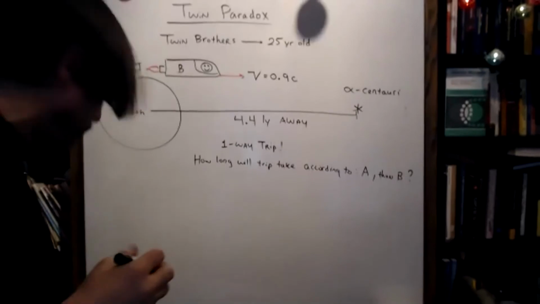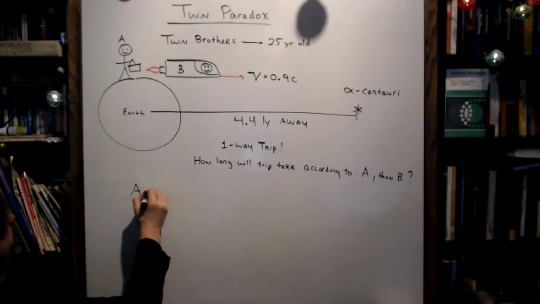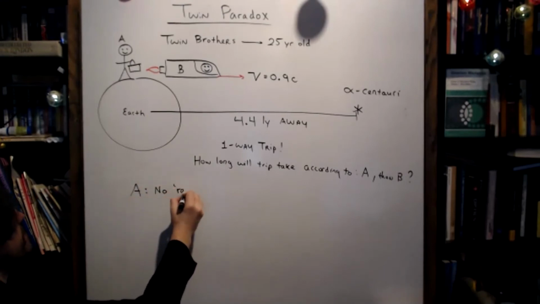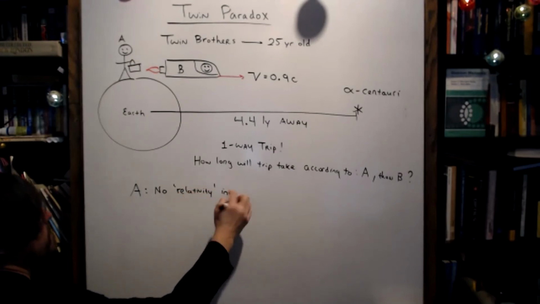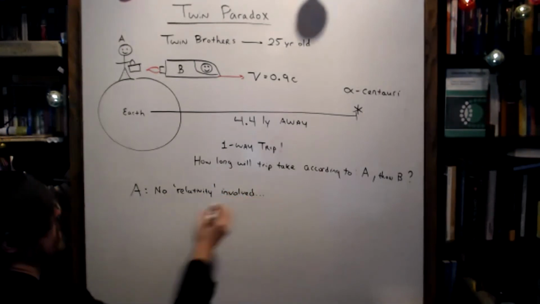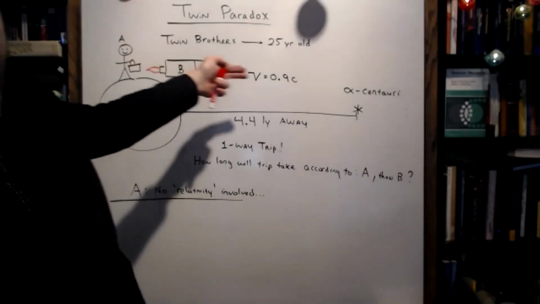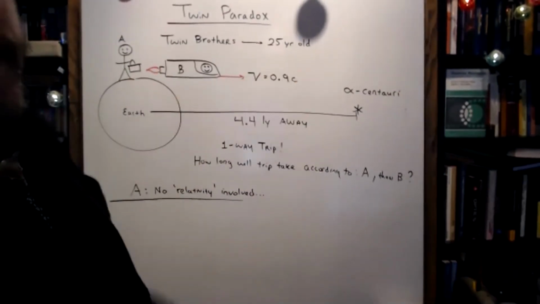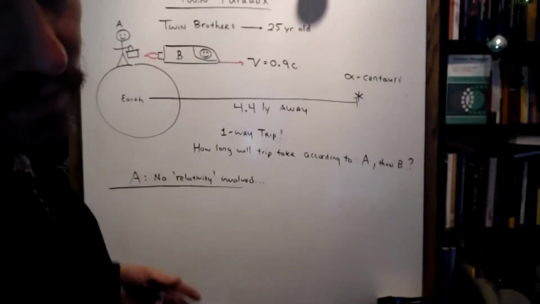Okay, let's start with observer A. For observer A, I'd like to point out there's honestly no relativity involved. That's because A is basically just watching the spaceship travel at a very rapid velocity from Earth to Alpha Centauri. All we really need to use here is distance equals rate times time.